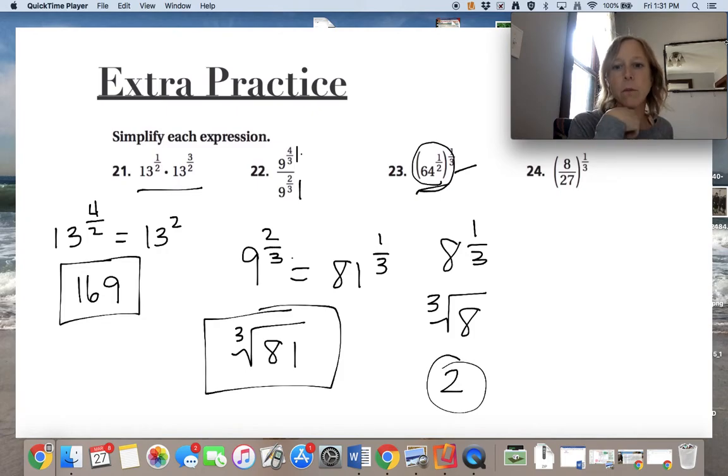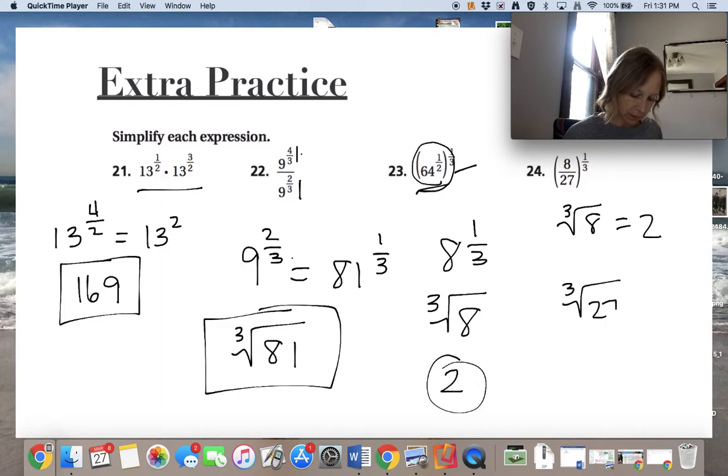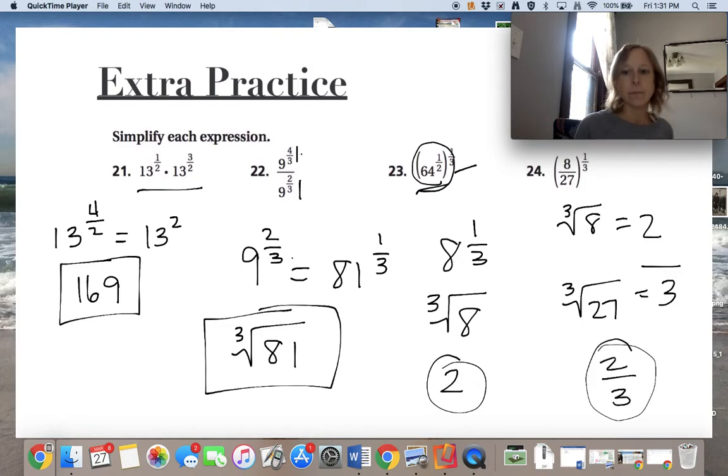All right, let's look at 24. So before we do anything, I see a 1/3 power. That means a cube root. Do you know the cube root of 8? Do you know the cube root of 27? I think you do. So let's simplify that first. Cube root of 8 is just 2. Cube root of 27 is 3. Our answer is 2/3. Okay.